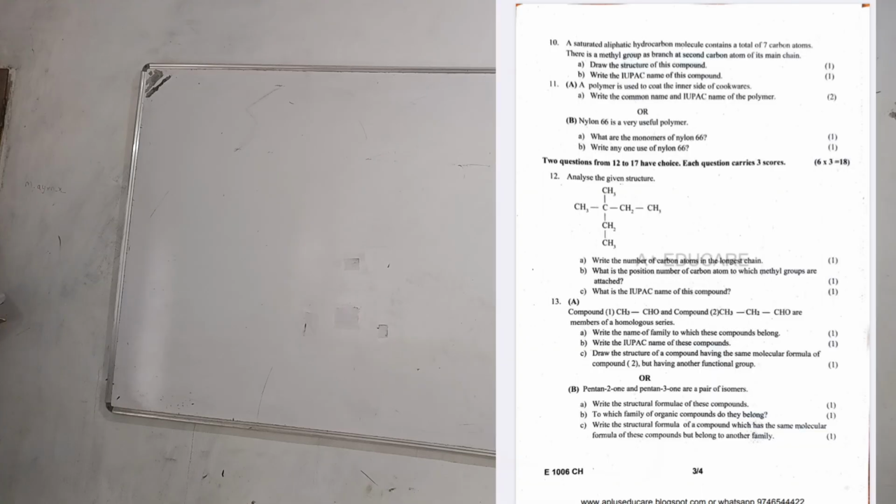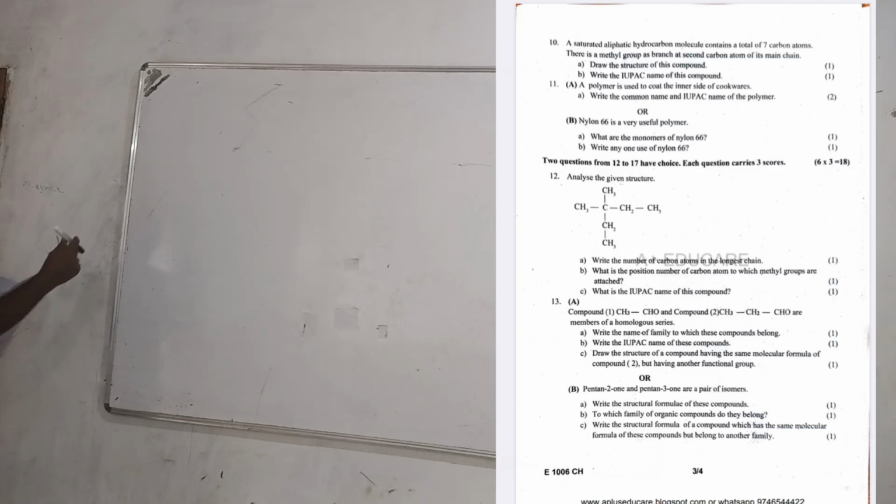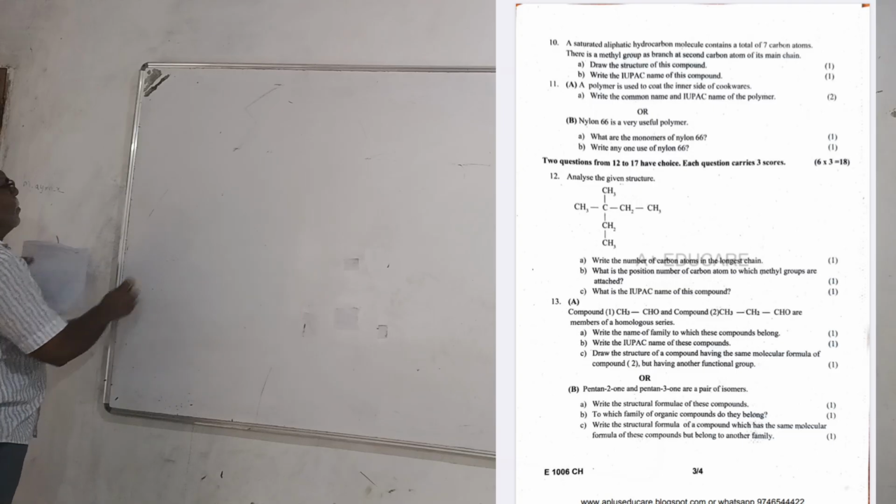Tenth question, okay? A saturated aliphatic hydrocarbon molecule contains a total of 7 carbon atoms. There is a methyl group as a branch at the second carbon atom of the main chain. Question A. Draw the structure of this compound. Write the IUPAC name of this compound. Okay, question number 10.